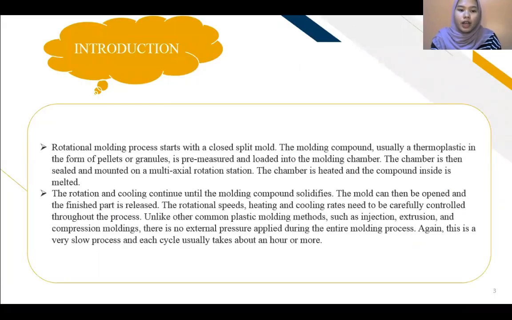First, introduction. Rotational molding is a relatively slow process that is capable of making large one-piece hollow plastic objects at a cost lower than most other plastic molding processes. Rotational molding starts with a closed split mold. The molding compound, usually a thermoplastic in the form of pellets or granules, is pre-measured and loaded into the molding chamber. The chamber is then sealed and mounted on a multi-axial rotation station. The chamber is heated and the compound inside is melted.